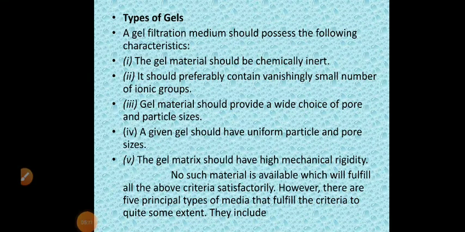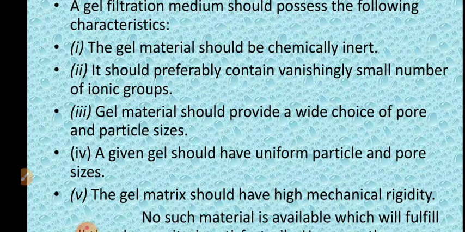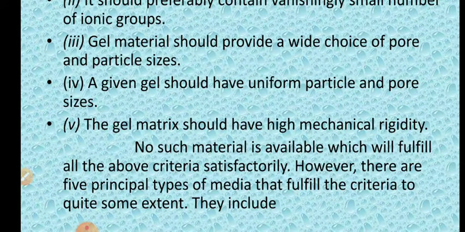Now, what are the different types of gels that are used for carrying out gel filtration chromatography? The gel filtration medium that is used should have certain characteristics. The gel material should be chemically inert. It should not react. It should preferably contain very small number of ionic groups. The gel material should provide us a wide choice of pore size as well as particle size. And for a given gel, all the particles should be uniform and should have the same pore size.